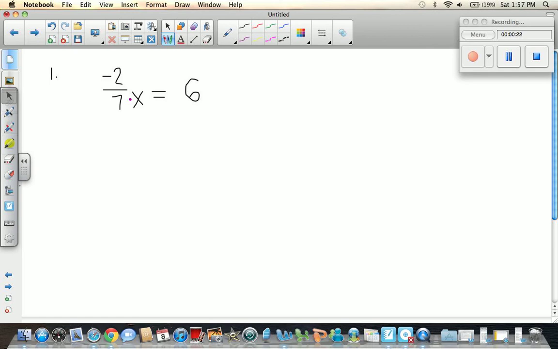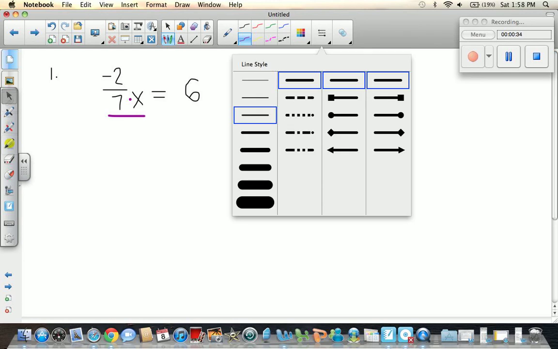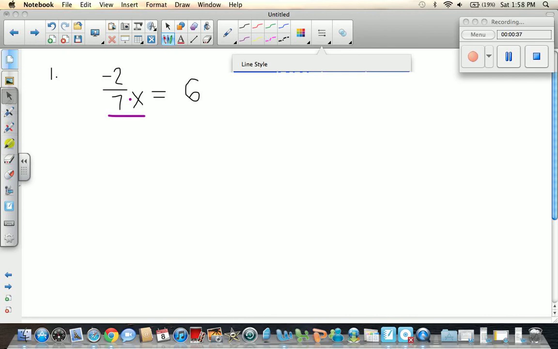So normally what we would do is we would say, alright, the opposite of multiplication is division, and we would divide -2/7 x by -2/7. And anything over itself is equivalent to 1, so those would cancel on the left and we just get 1x. And then on the other side we would also divide by -2/7.